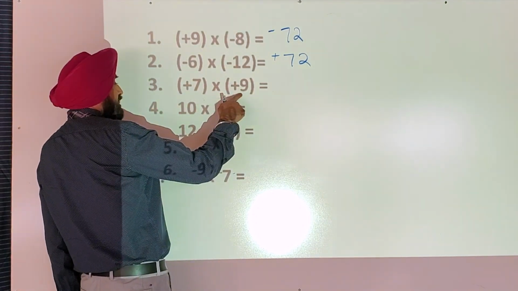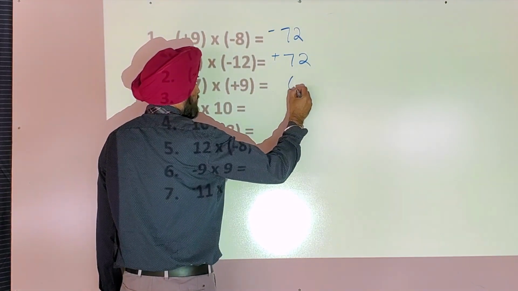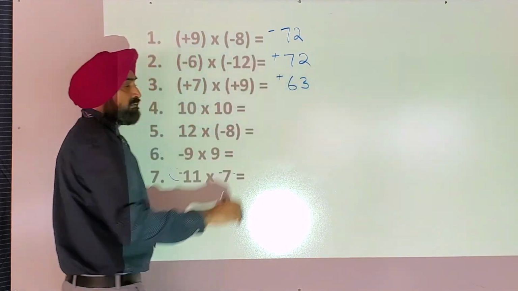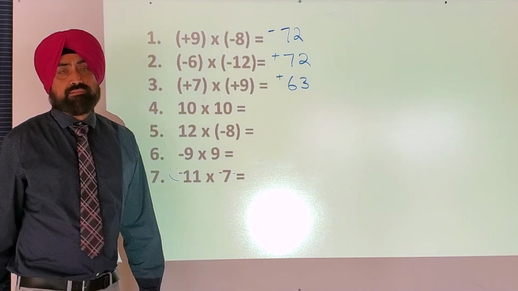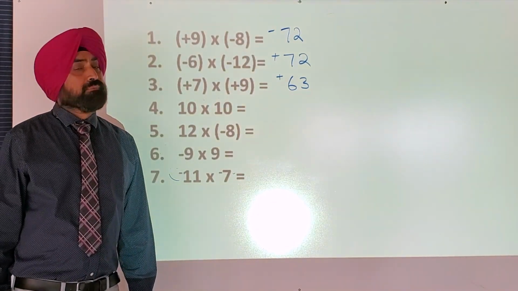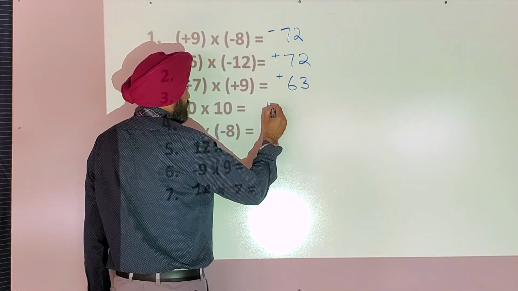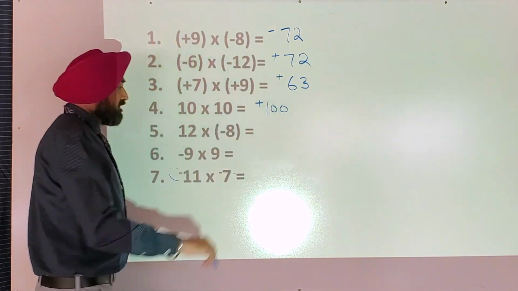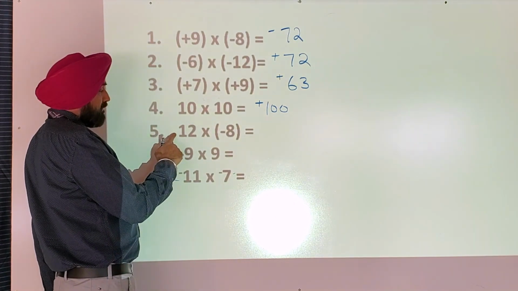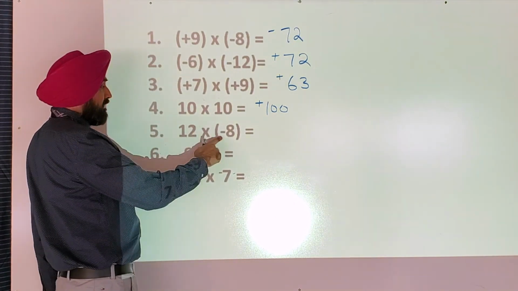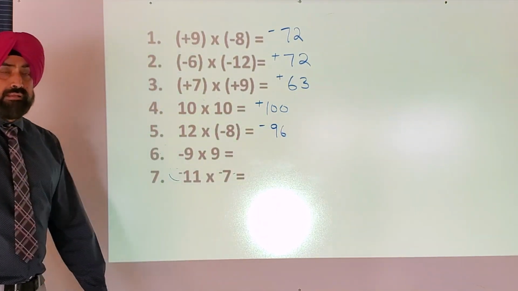Positive 7 times positive 9. Both are positive. First thing is multiply. 7 times 9 is 63. The sign is positive. In the fourth question, I didn't put any sign with both tens. So it means if there is no sign, it is positive. So 10 times 10 is 100. Both are positive, the sign is positive. In question number 5, there is no sign with 12. That means positive 12, and this is a negative value. So that is 96. Two different signs, negative.